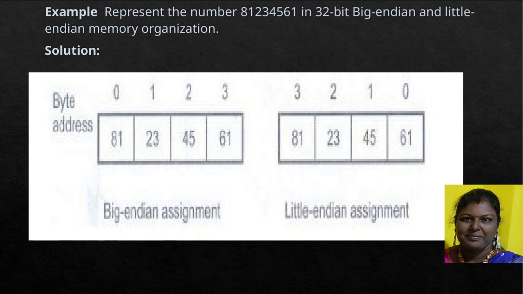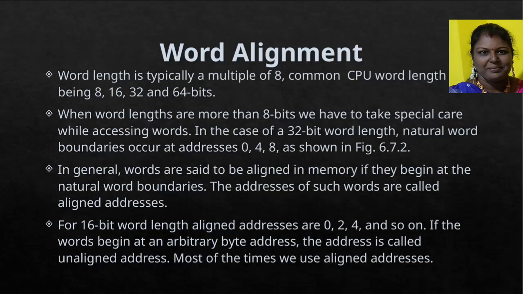Let's talk about word length and alignment in memory. Typically, word lengths come in multiples of 8, like 8, 16, 32, or 64 bits. When word lengths go beyond 8 bits, we need to be careful about how we access them. For example, with 32-bit words, natural boundaries happen at addresses 0, 4, 8, and so on. Words starting at these boundaries are called aligned, which is what we usually aim for. If a word starts at any other address, it's unaligned, and that can cause issues.